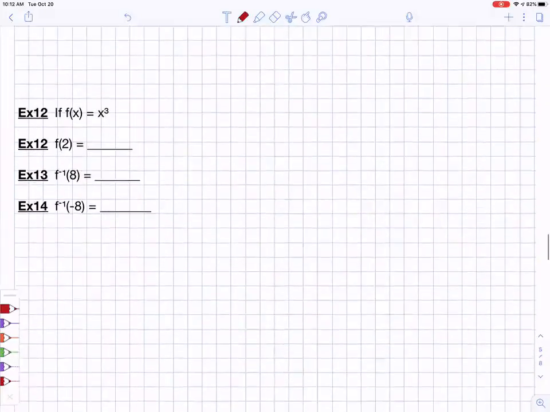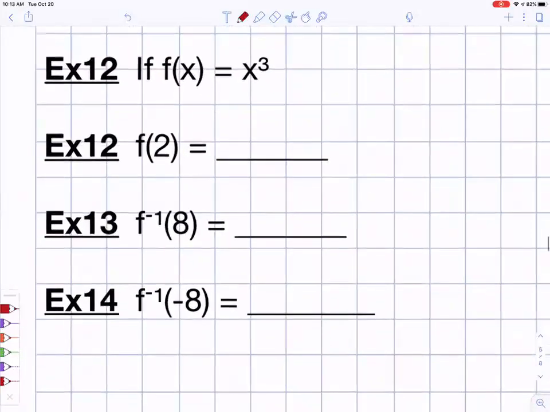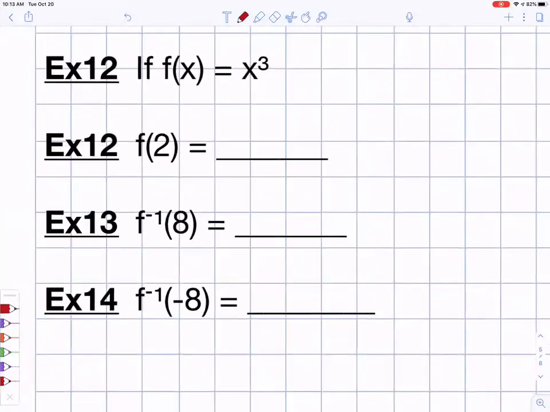All right, so let's look at this next one. For example 12, I've given you a function, and I've asked you to find f of 2. Guys, this is not chapter 6 material. This is chapter 1 material, a review from chapter 1. So how do I find f of 2? That's going to be 2 cubed, which is equal to 8. Okay, no problem there.